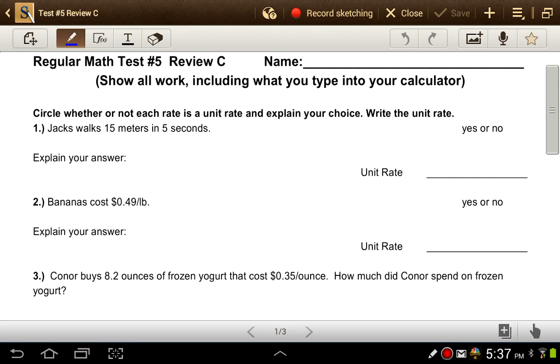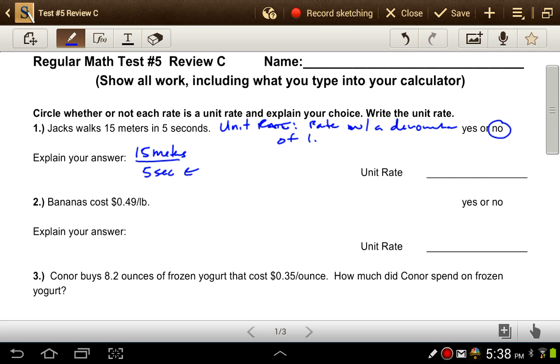Okay, Jax walks 15 meters in 5 seconds. Is that a unit rate? No, that is not a unit rate. Okay, unit rate, remember, means a rate with a denominator of 1. So this is not a unit rate because it's 15 meters over 5 seconds, so the denominator is not 1. Okay. What is the unit rate then? Well, you do 15 divided by 5, and that'd be 3 meters per second.